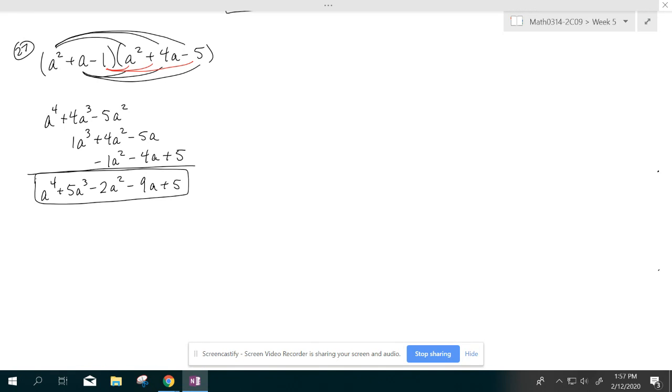Anybody have any questions about that? So if we do another one, you think you can do it? Okay, this is going to be my problem, and it's going to be another trinomial times a trinomial. Let's do 4a minus 3b plus 2c times 2x plus 3y minus 4z.